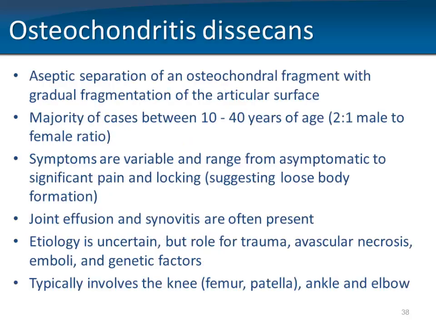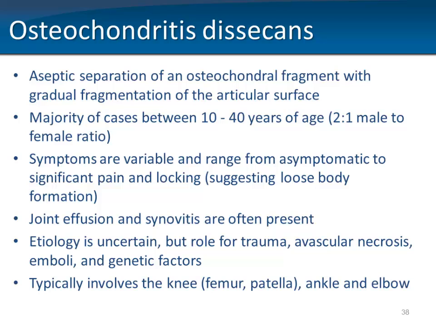So osteochondritis dissecans, what is it? Well, it's, as you know, an aseptic separation of an osteochondral fragment with gradual fragmentation of the articular surface. The majority of cases are between 10 to 40 years of age, so it's not strictly pediatric. There is a 2-to-1 male preponderance, and the symptoms are variable and can range from being nearly asymptomatic to significant pain and locking, and locking, of course, is suggestive of a loose body. Joint effusion and synovitis are typically present.